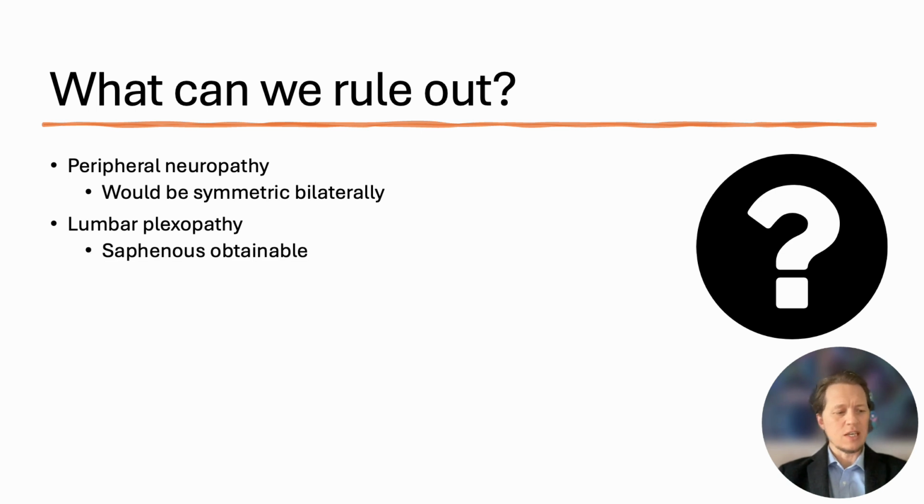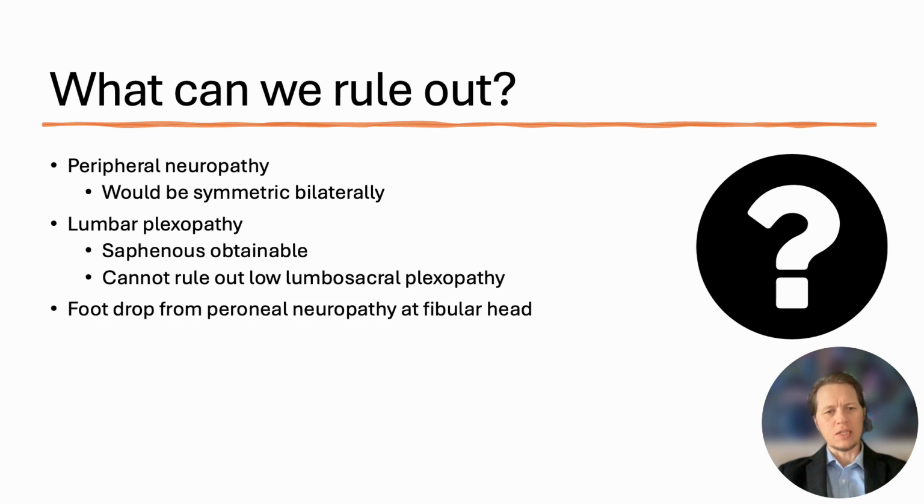The saphenous in this case, I was very happy with these. And that actually helped to really clear up the differential diagnosis. If you're thinking of a lumbar plexopathy, the saphenous should be out. If it's really only the lower lumbar or an L5 down lumbosacral plexopathy, it would have escaped. The saphenous would be normal anyway. So it's kind of a case of ruling out lumbosacral plexopathy given the saphenous were obtainable.